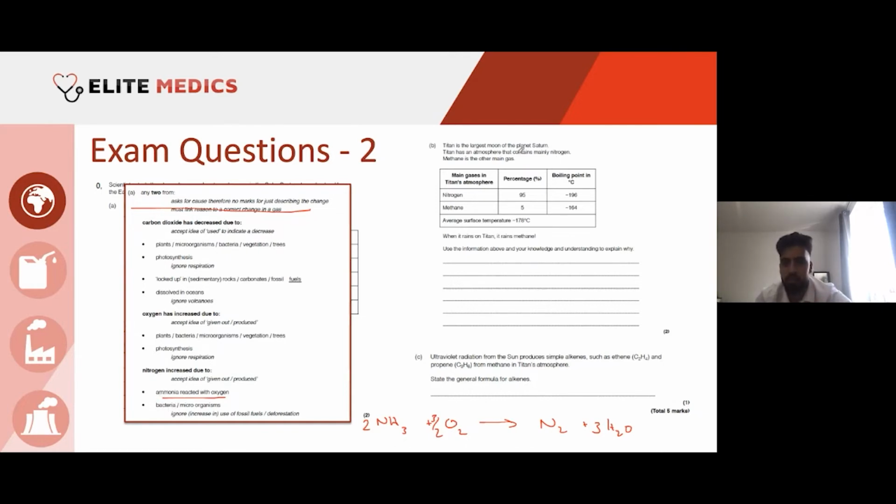Titan is the largest moon of the planet Saturn. Titan has an atmosphere that contains mainly nitrogen. Methane is the other main gas. When it rains on Titan, it rains methane. That's what it's saying. Use the information above and your knowledge and understanding to explain why.